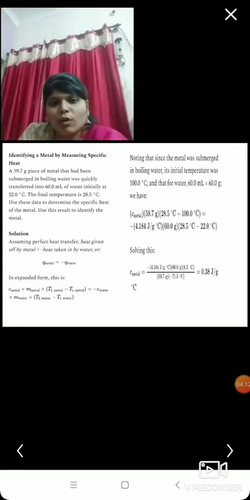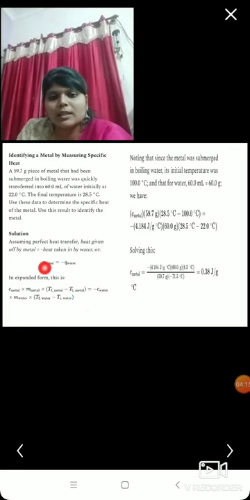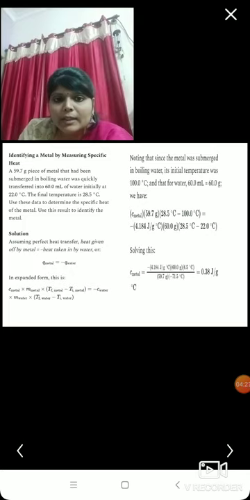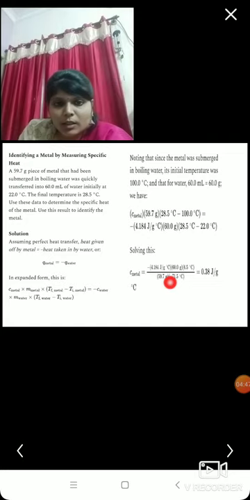See, here is the sum which is being solved for you all. Q is nothing but the heat of the metal and the Q of the water. So when you see this, noticing that the metal was submerged in boiling water, its initial temperature was 100 degrees Celsius. And for water, it is 60 ml of water, which again in grams is 60 grams. So we have this data. See, when it is substituted in the formula, you can see the solving of it, which gives you the result of 0.38 joules per gram.